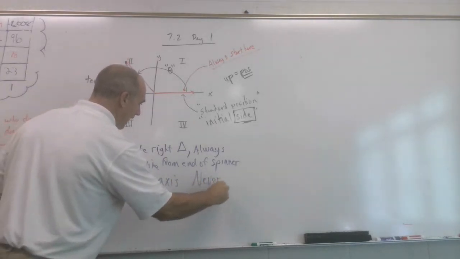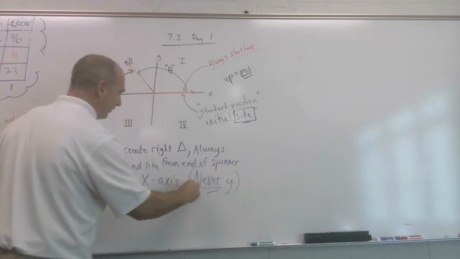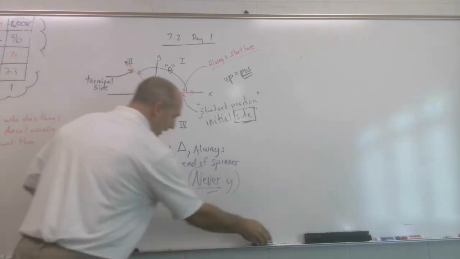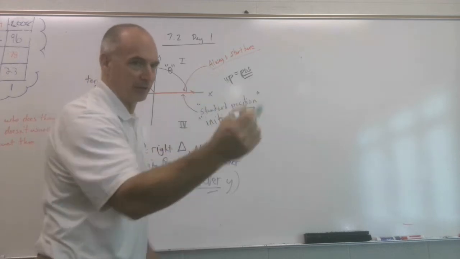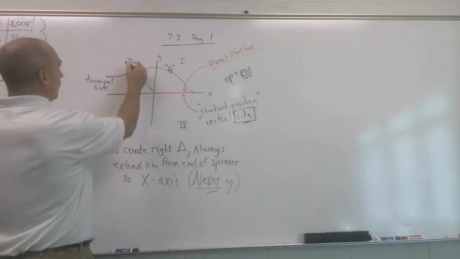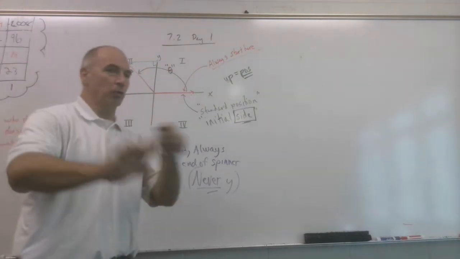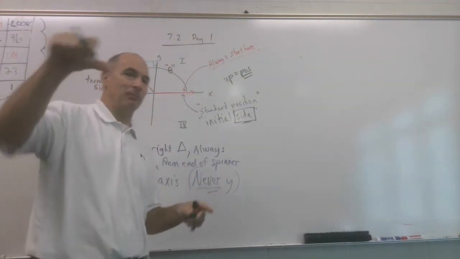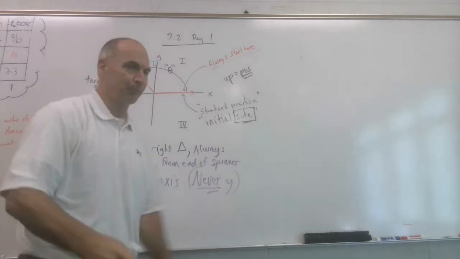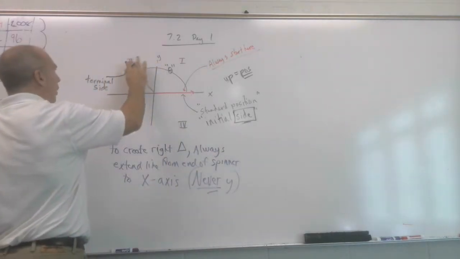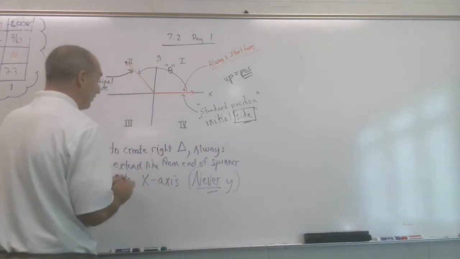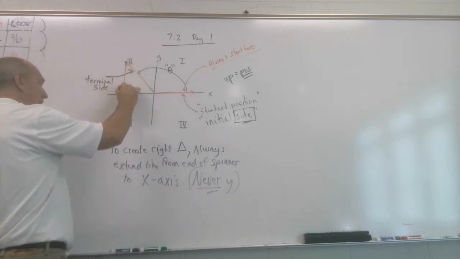Never, ever to the y-axis. All right. So I'm going to make a mistake to get started, and I'm going to erase it. It's in green. Students will go, oh, okay, there. I've got my 90-degree triangle. You just broke the rules of trigonometry. That's a big no-no. Students will do it though. You have to go to the x-axis, which means down.